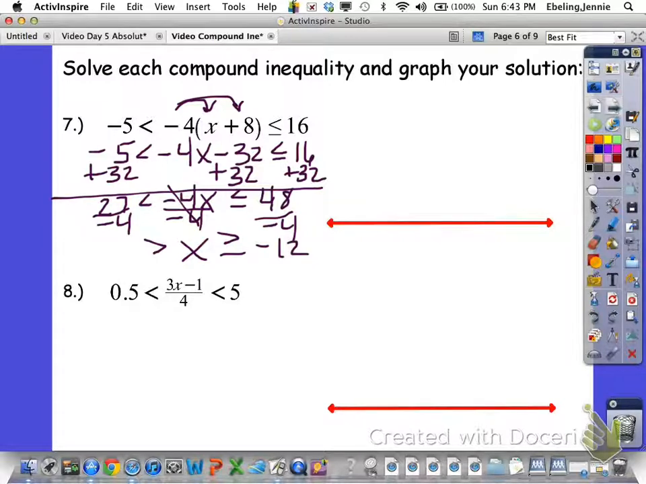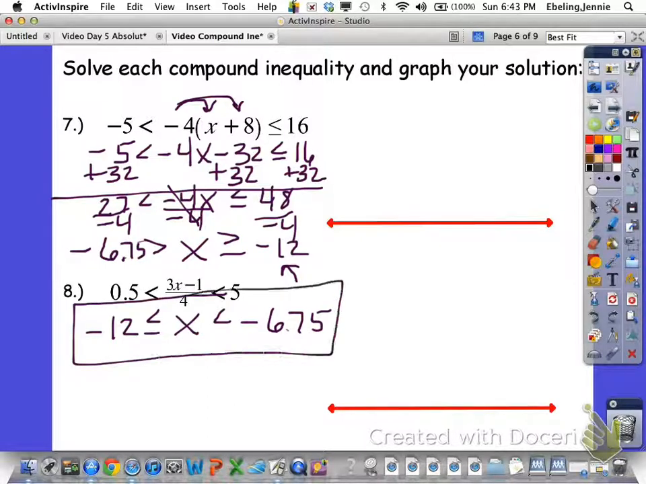And over here, 27 divided by -4 would be -6.75 or -6 3/4. Now, this is really saying that -6.75 is greater than x, which is greater than or equal to -12. The smaller number is this -12. So I want that -12 written on the left-hand side and the -6.75 on the right-hand side. And see how it's pointing to the -12? Keep it pointing to -12, pointing to the x, keep it pointing to the x. This is my solution. I want to make sure that I always have the smallest number on the left-hand side.